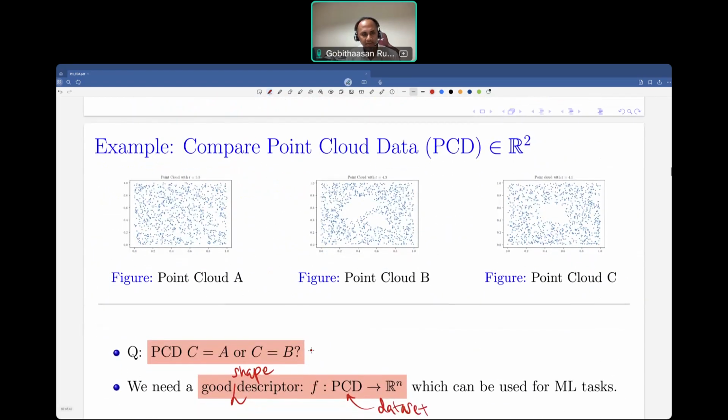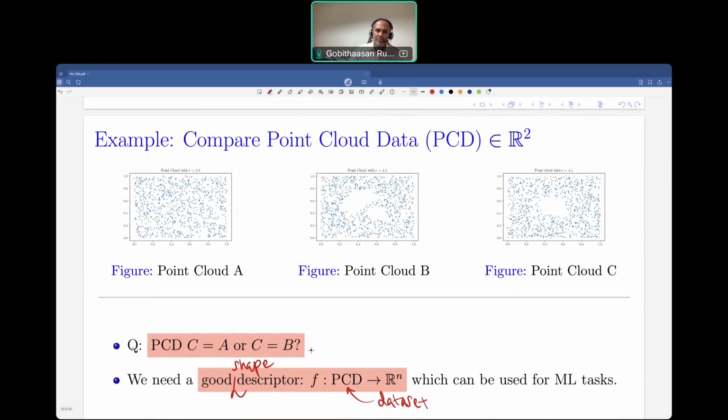So let's look at an example, a scenario. Let's say you have a point cloud A in a two-dimensional space, X and Y. X is one feature, Y is another feature. This is how the point cloud looks. That is point cloud A. And then you have another point cloud B, which looks like this, of course in the same two-dimensional space. And then you have point cloud C.